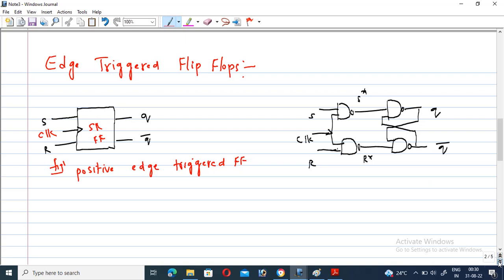Okay, so in the next video we will see how to design the edge triggered D flip-flop. In the next video we will see edge triggered D flip-flops. So this is the next topic.